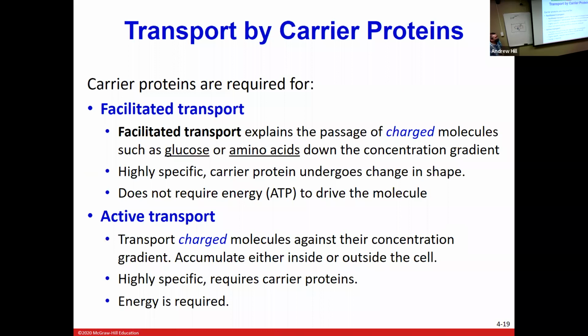All right, so let's move on to another topic, which is transport by carrier proteins. Carrier proteins are required for what's called facilitated transport. Okay, so let's break this down. We're going to be transporting things across the membrane, that's what the word transport means, using a transport protein.